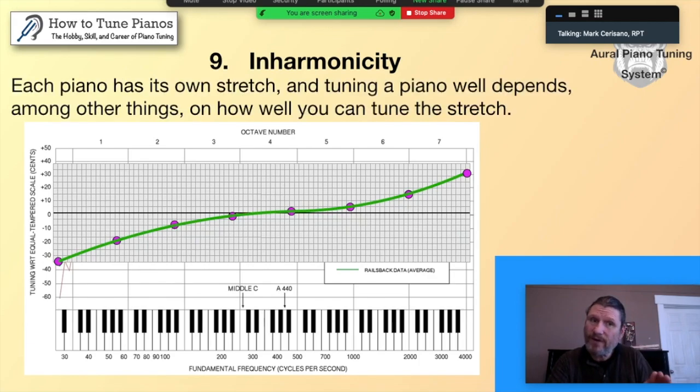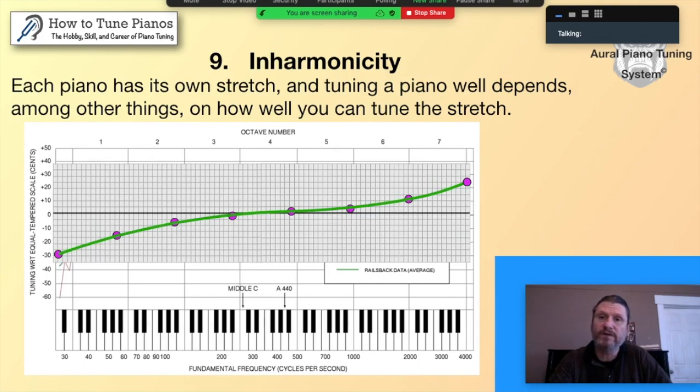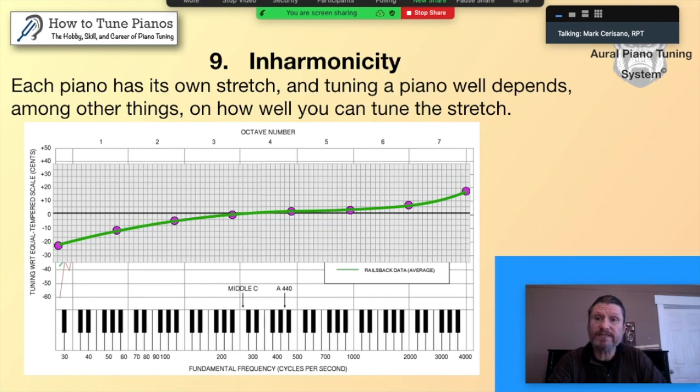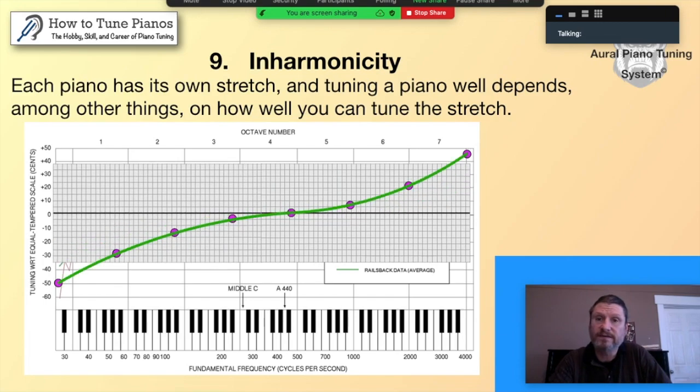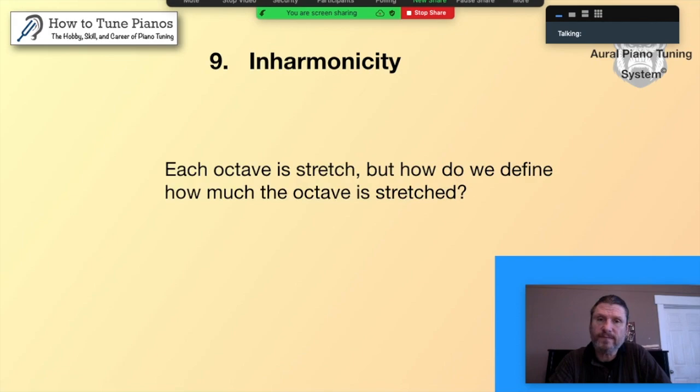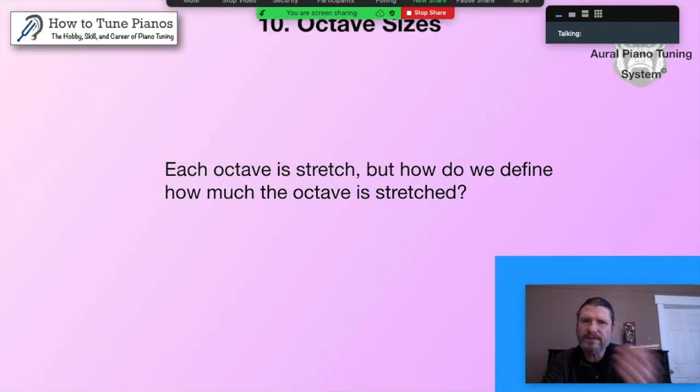Now each piano has its own stretch, and tuning a piano well depends, among other things, on how well you can tune the stretch to match the inharmonicity of the piano. There's different kinds of inharmonicity. Each octave is stretched. But how do we define how much the octave is stretched? How do we define that? This is where we'll talk about octave sizes.